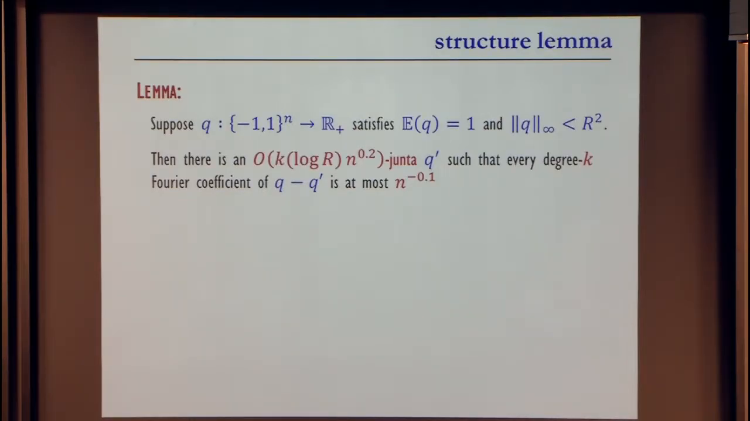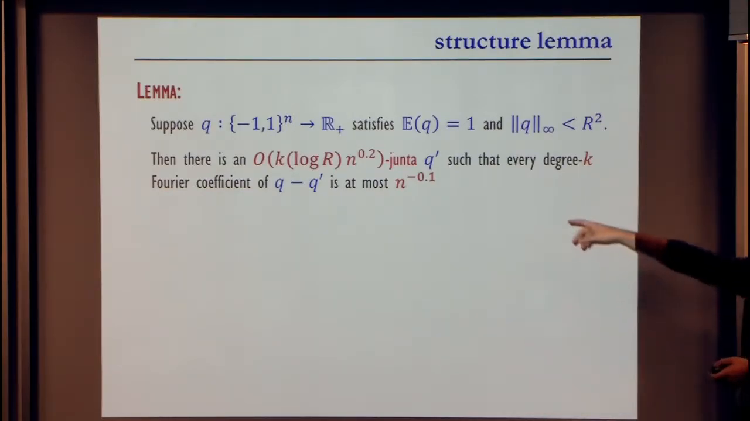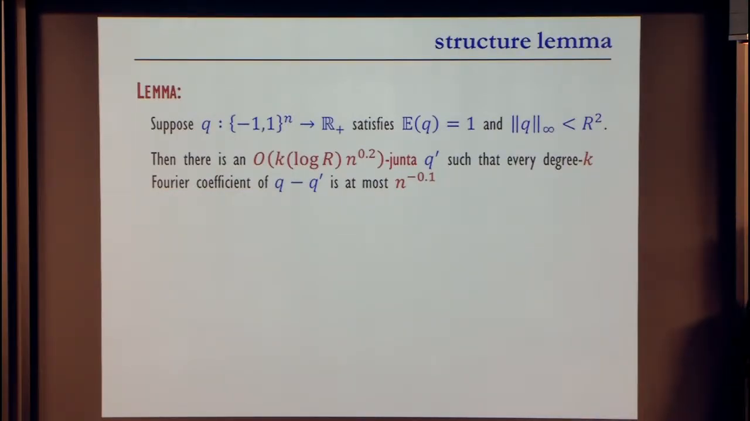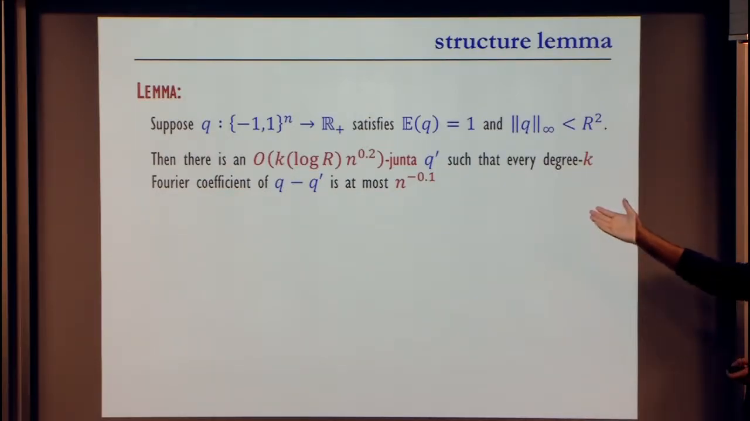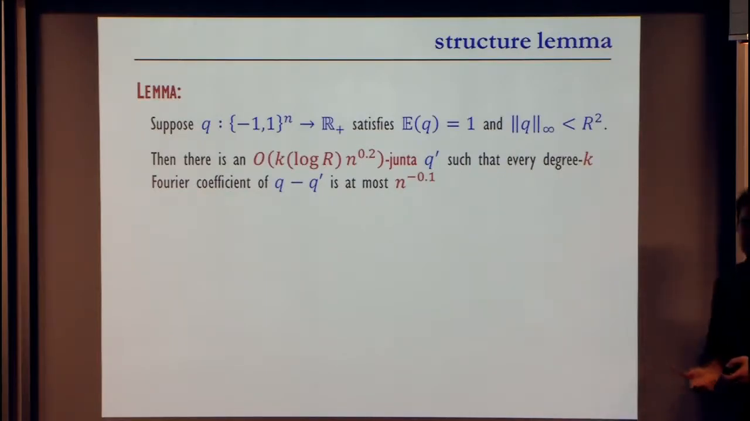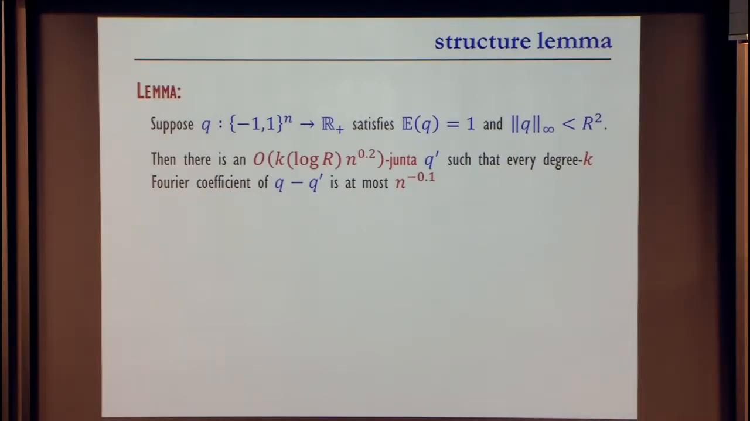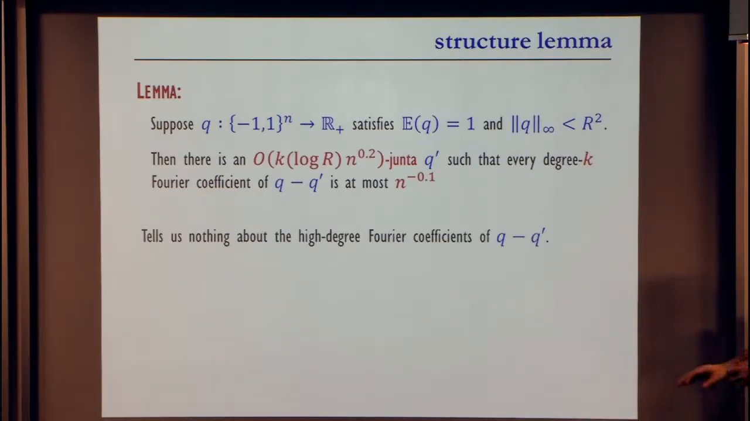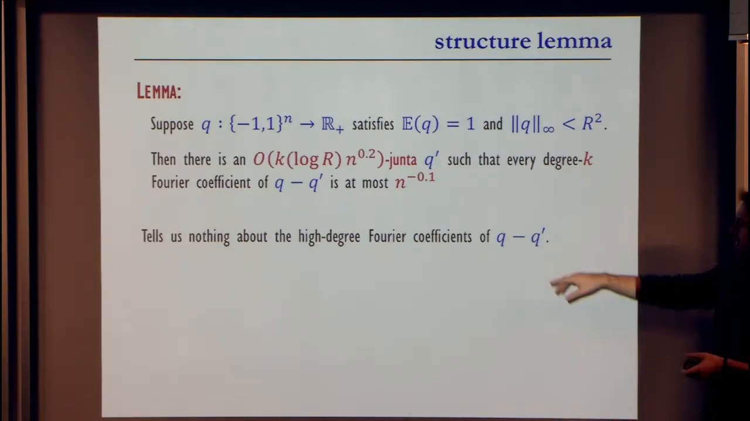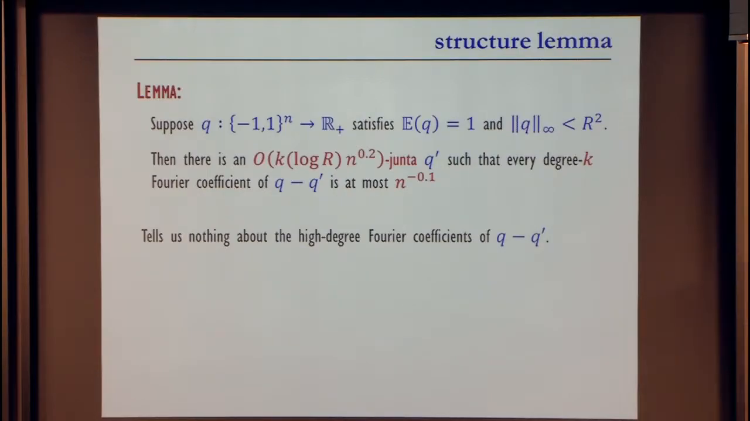It approximates the low degree part of q. Okay, and not in a particularly strong way. You have a bound on every Fourier coefficient. I mean, note that there are like n to the k such Fourier coefficients, so this is not such a great bound. Okay, so you might be worried that you have this approximation. The high degree part of q minus q prime could be something crazy.